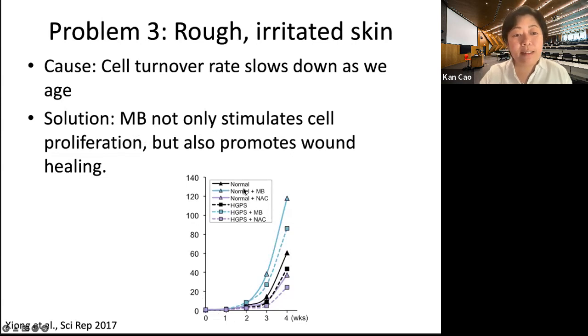And in this experiment, we also had another antioxidant, NAC, as a control. So not all antioxidants can do magic like methylene blue. And in our case, under 4 weeks of treatment, methylene blue clearly showed a beneficial effect to promote skin proliferation.